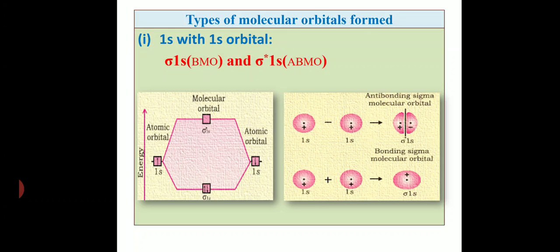Next, types of molecular orbitals formed, right? 1s with 1s orbital. When two orbitals combine, two molecular orbitals are formed. So 1s with 1s, s orbital overlapping leads to a sigma bond. So there are two possible sigma molecular orbitals. Number one, sigma 1s, that is the bonding molecular orbital, and sigma star 1s, that is the anti-bonding molecular orbital, right? So when crest and crest overlap, it leads to bonding, and crest and trough overlap leads to an anti-bonding molecular orbital, right?